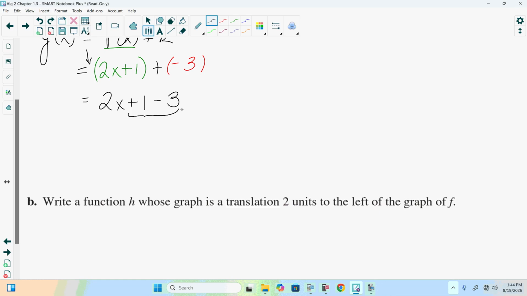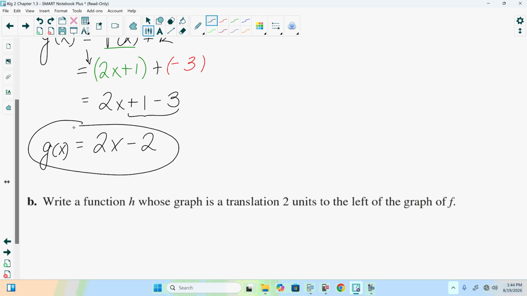Are 1 and negative 3 like terms? Yeah, 1 minus 3 is what? Negative 2. 2x and 2 are not like terms, so we can't combine them. So we've combined everything that we can combine. That's it. So our new function that we get from moving f of x down 3 is 2x minus 2.